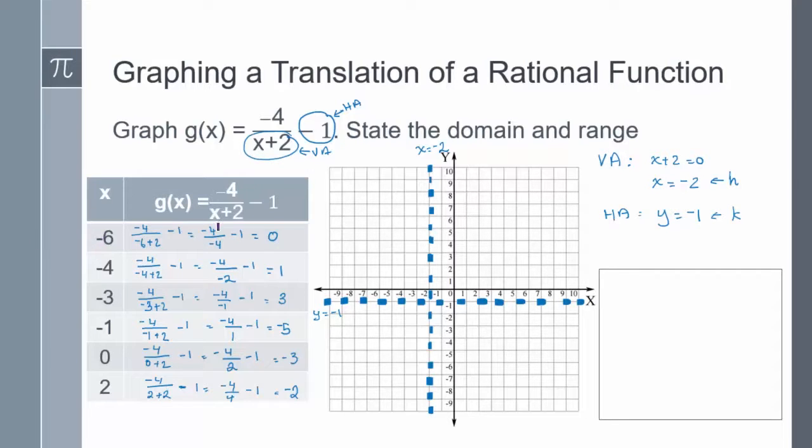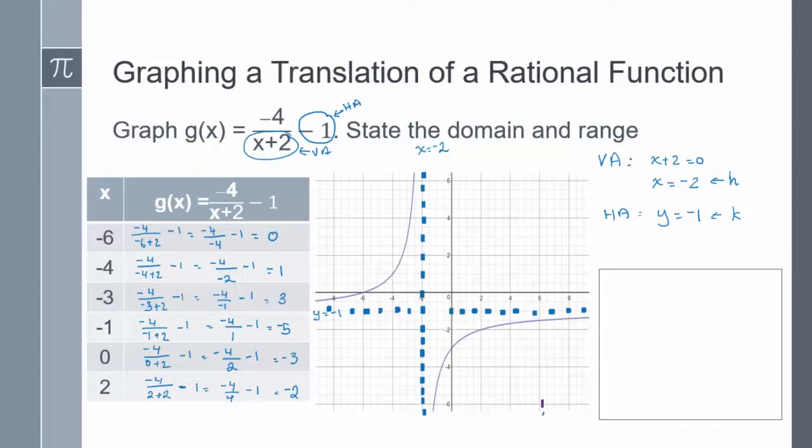At x equals -6, I got 0. At x equals -4, I got 1. At x equals -3, I got 3. At x equals -1, I got -5. At x equals 0, I got -3. And at x equals 2, I got -2. I'm now going to plot these points and draw the branches of my hyperbola so that it gets close to the asymptotes.